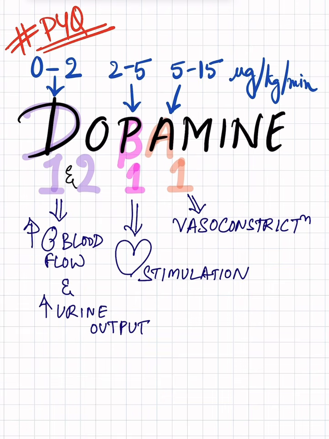So when dopamine is infused at a very high rate of 5 to 15 micrograms per kg per minute, it acts mainly on the alpha 1 receptors. And alpha 1 receptors, we all know they are present in the blood vessels mainly, and they cause vasoconstriction, increasing the BP. So dopamine at the rate of 0 to 2 causes increased renal blood flow and increased urine output.